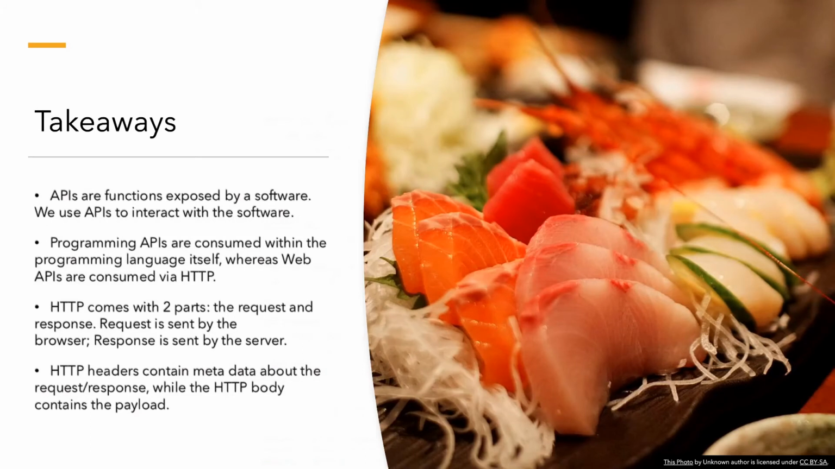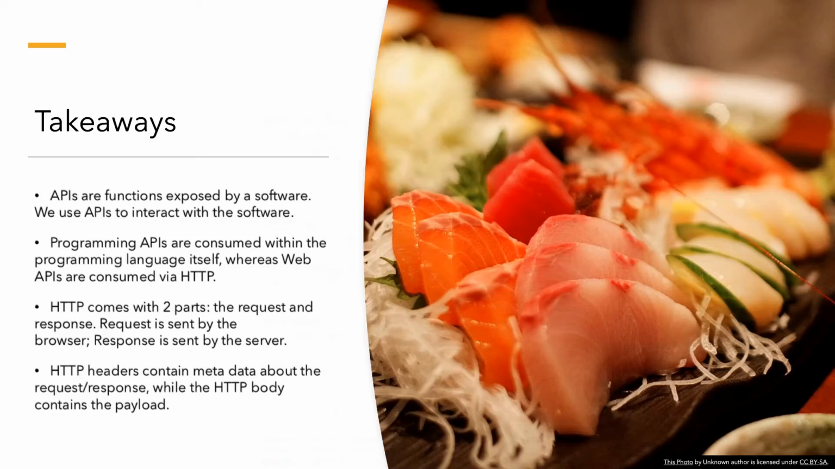Key takeaway for this lesson: APIs are just functions exposed by a software, where we can use the API to interact with the software. Programming APIs are consumed within the programming language itself. We call the functions directly inside the code. In contrast, Web APIs are consumed via HTTP, where we don't have access to the source code of the software, by using HTTP requests to trigger functions of the software.